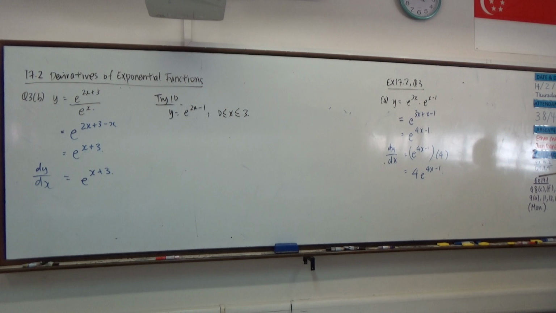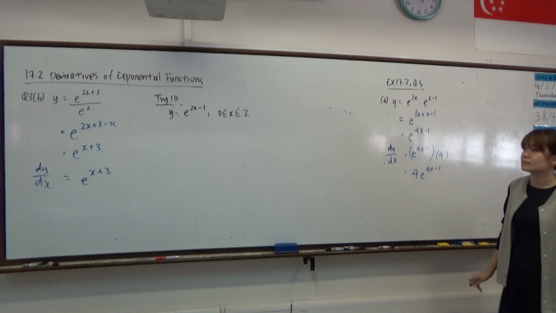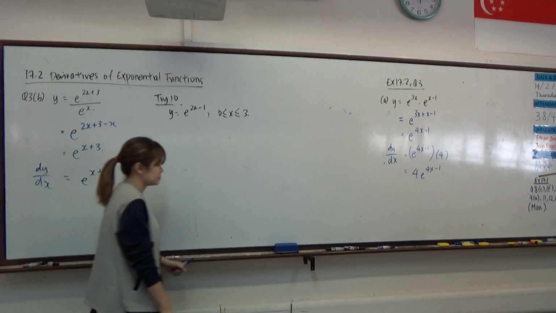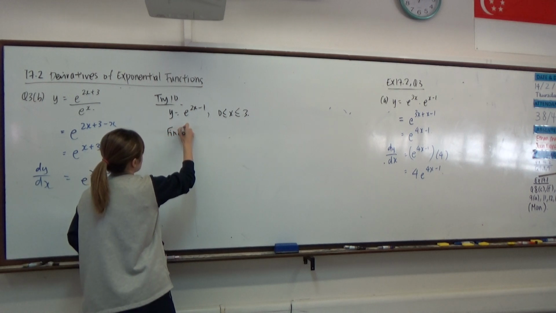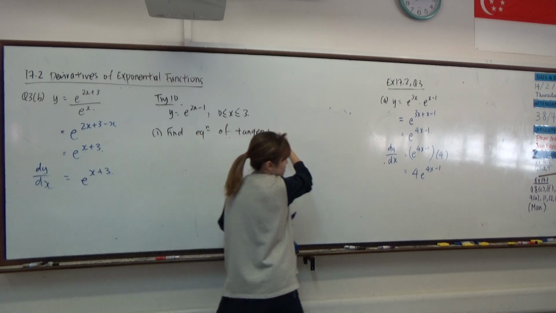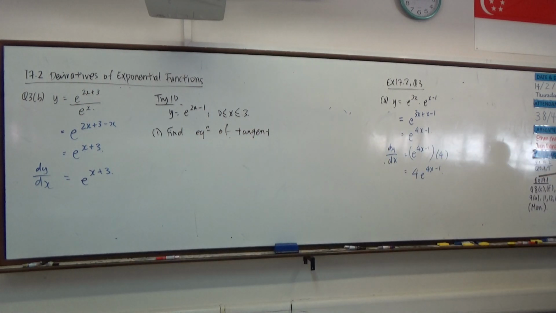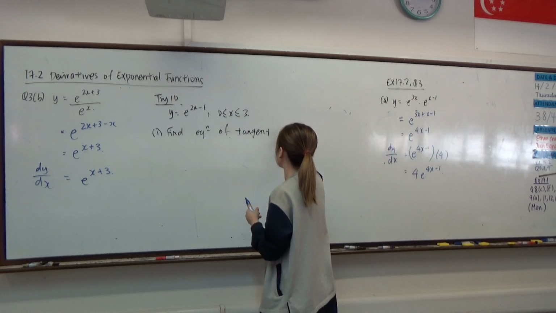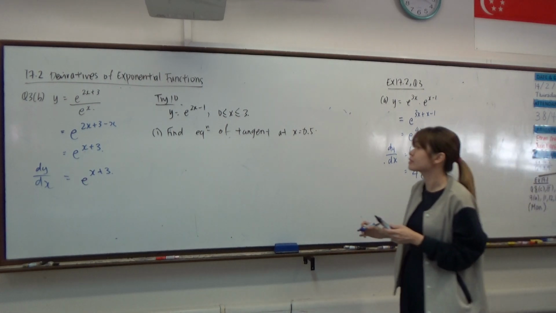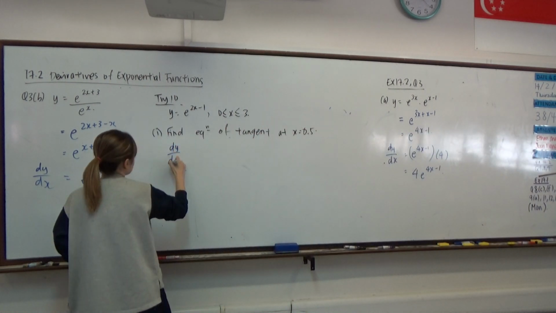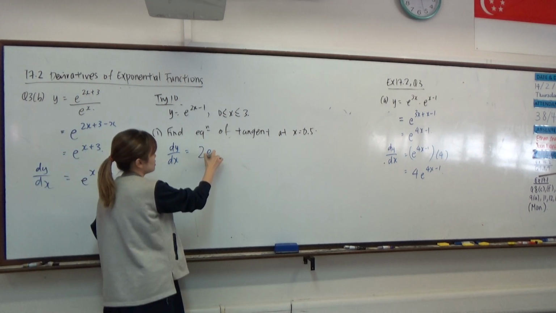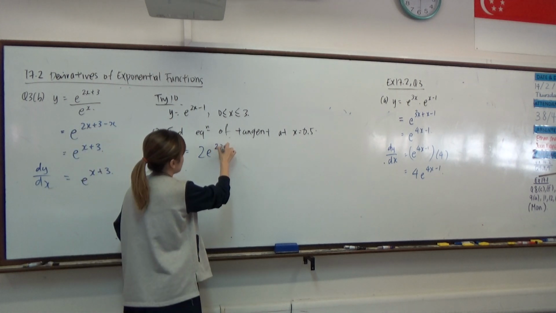Okay, how do we find the equation of the tangent? Differentiation. What do you mean how to find? The equation of the tangent at x equals 0.5. So dy/dx equals what? 2e to the power 2x minus 1.